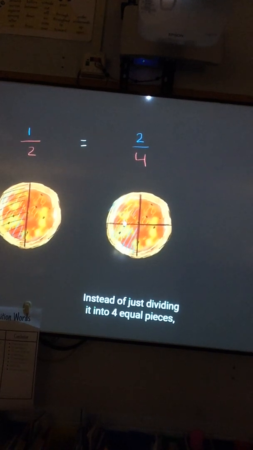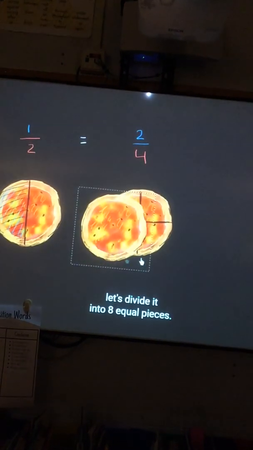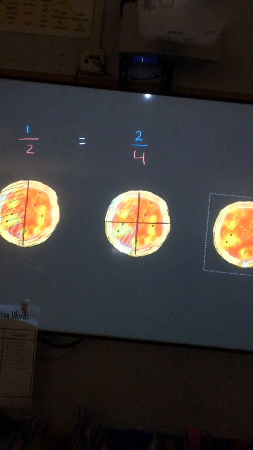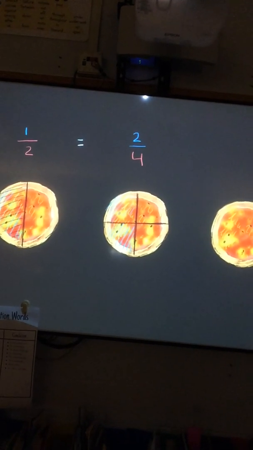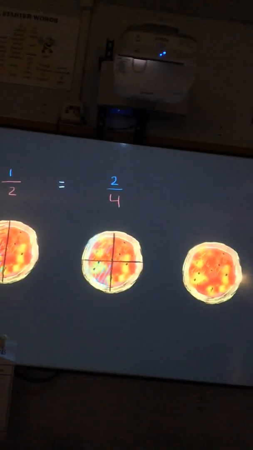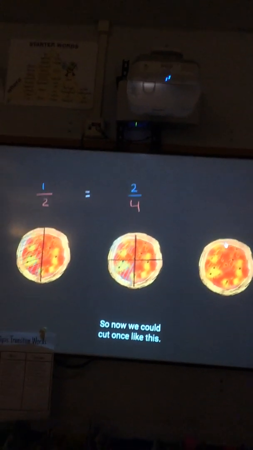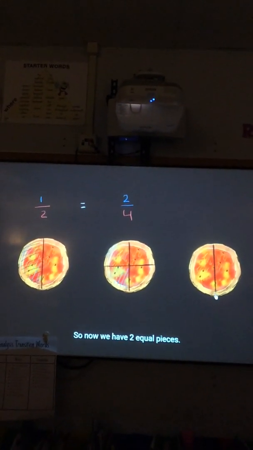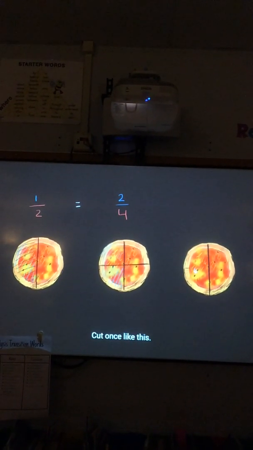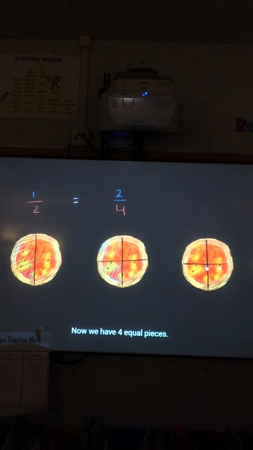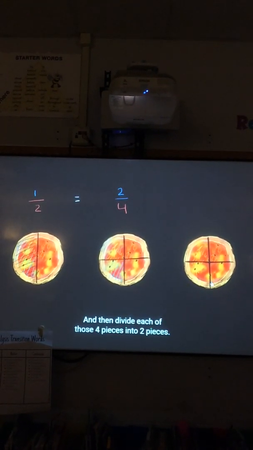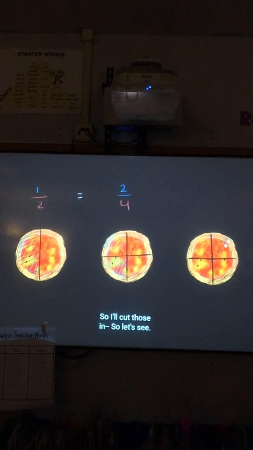Instead of just dividing it into 4 equal pieces, let's divide it into 8 equal pieces. So now we could cut once like this. So now we have 2 equal pieces. Cut once like this. Now we have 4 equal pieces. And then divide each of those 4 pieces into 2 pieces. So we'll cut those in.